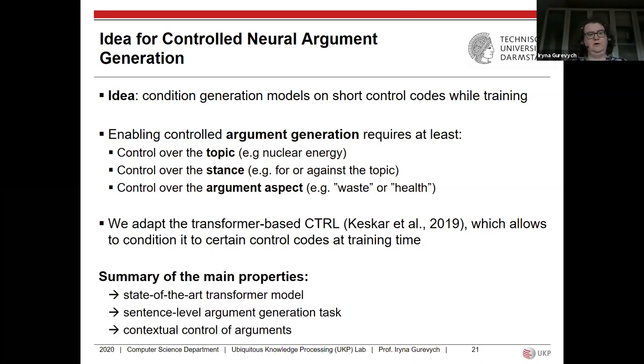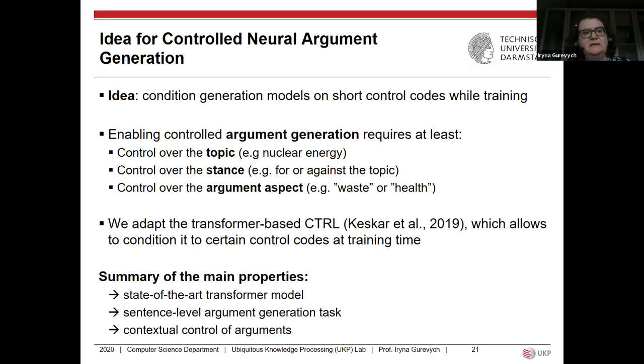So in summary, the main properties of our work are the following. We use a state-of-the-art transformer model for the novel task of sentence-level argument generation, and we allow for fine-grained contextual control of the generated arguments, and the latter represents the main novelty of this work in comparison to prior work.